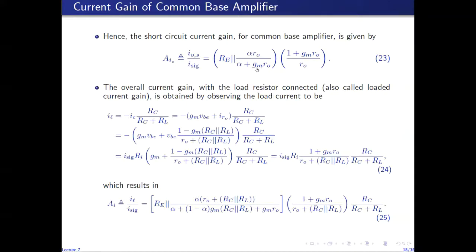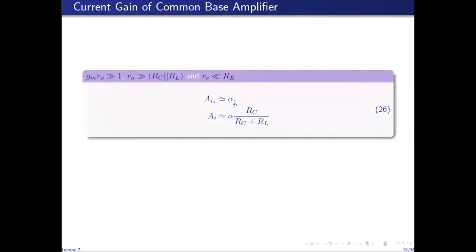Similarly, if GM R naught is much, much greater than 1, then GM R naught is definitely much, much greater than alpha, because alpha is less than 1, strictly speaking. So then this denominator becomes GM R naught, and R naught gets cancelled, so we get alpha over GM. So alpha over GM is small re, and we've assumed small re to be much, much smaller than capital Re. So this parallel combination becomes small re. This was GM, so GM times small re is equal to alpha by definition. So the short circuit current gain is approximately given by alpha.